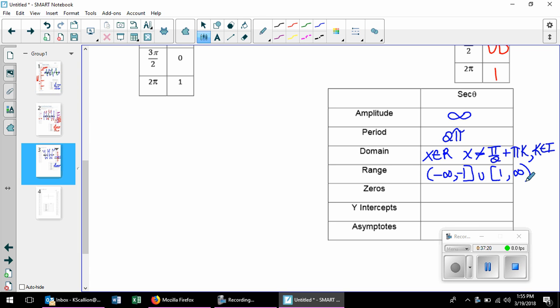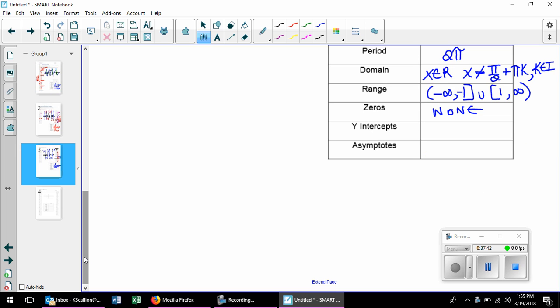Zeros of the function. Does this ever cross the x-axis? No. Good try. Okay, y-intercepts. Where does it occur? It occurs at 1.